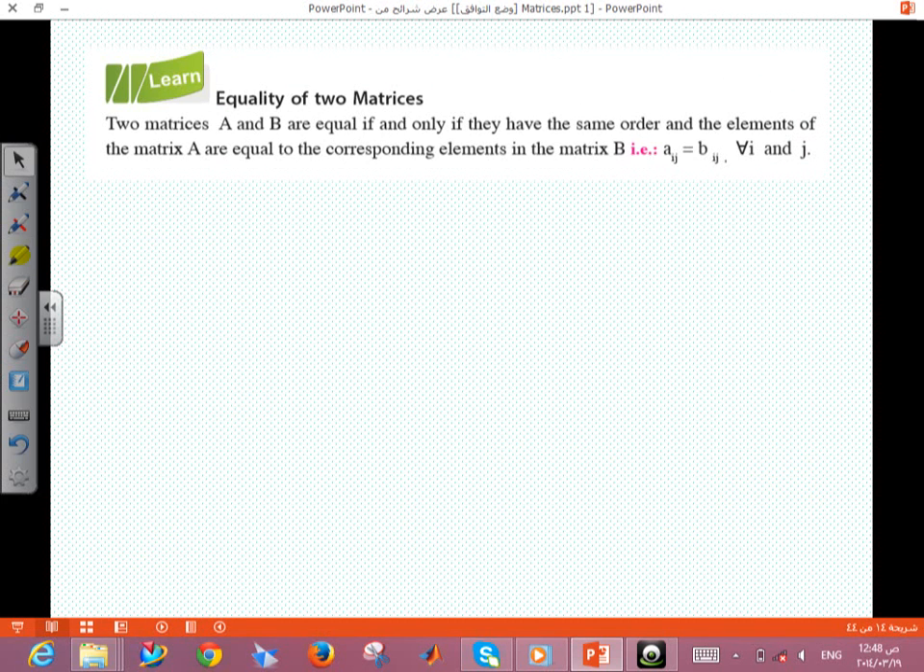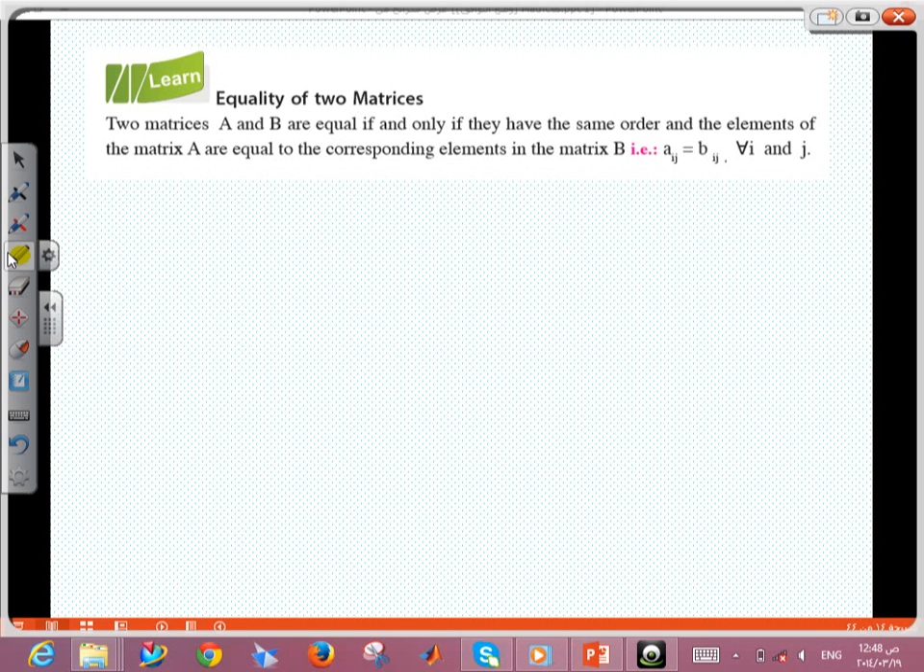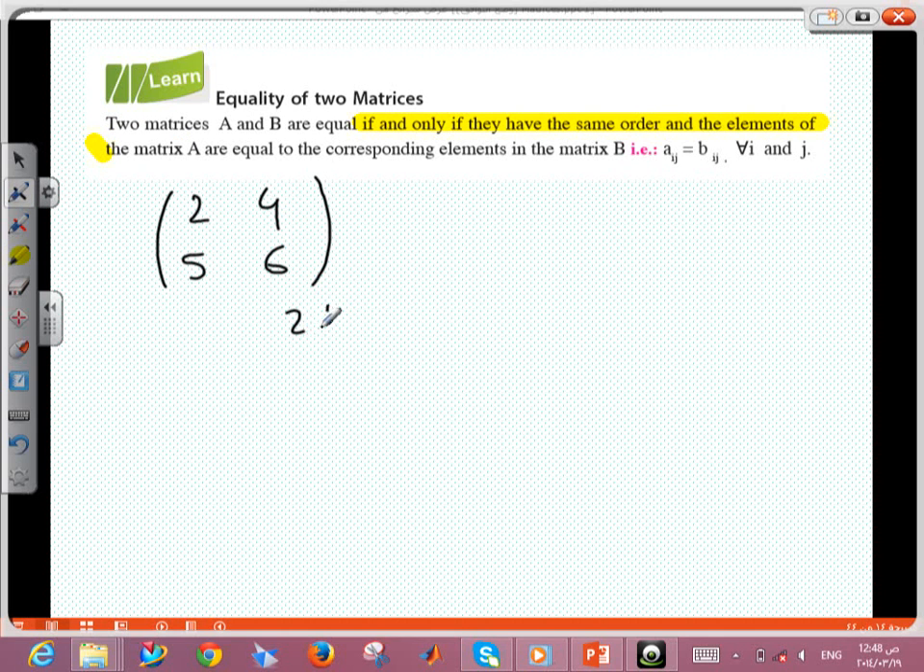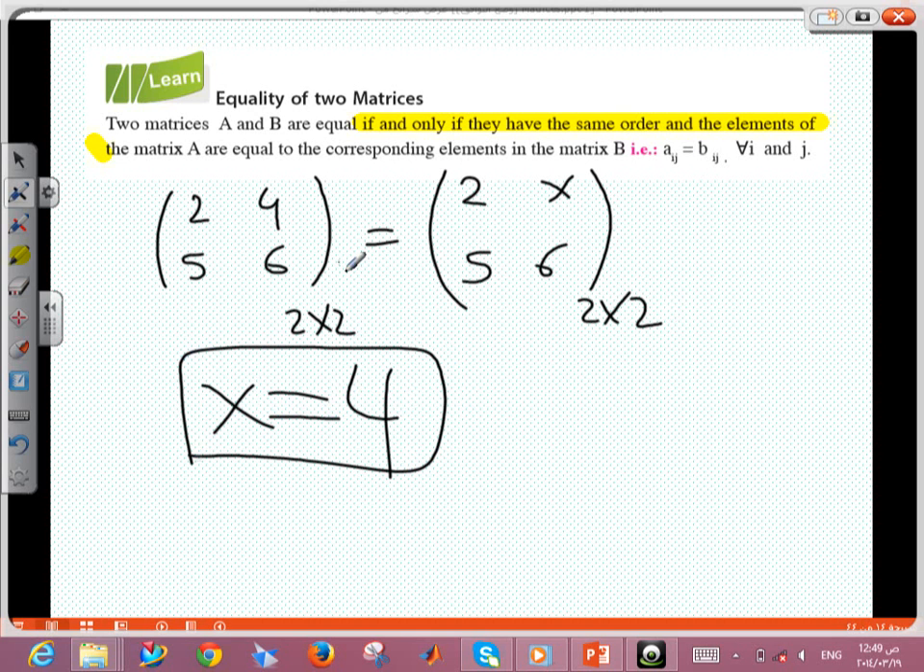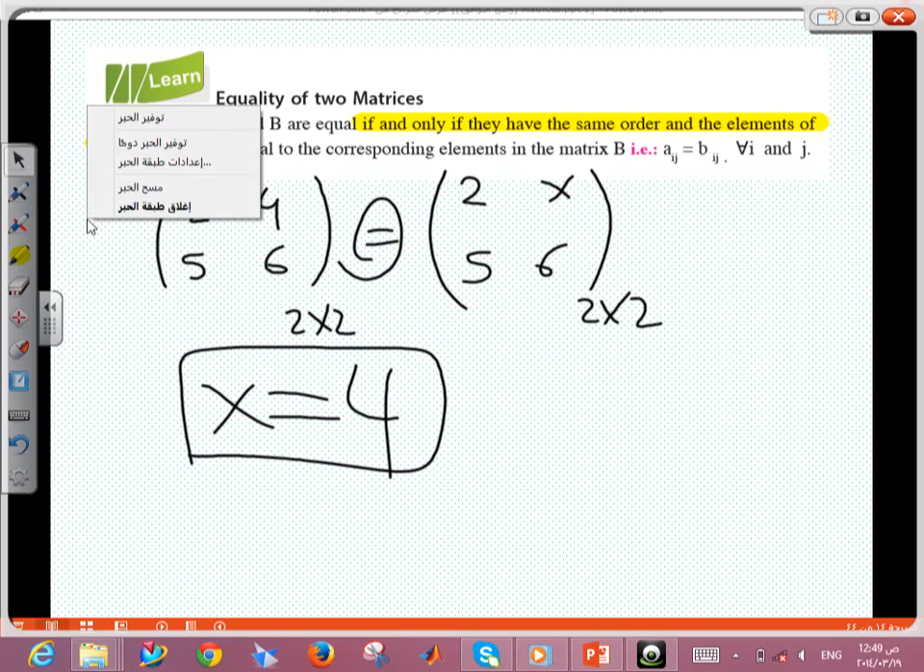Equality of two matrices. When I say the two matrices are equal, it means that if and only if they have the same order and the same corresponding elements. For example, take two matrices of order 2 by 2, one containing 2, 5, x, 6. To say that the two matrices are equal, x must be equal to 4 to achieve equality. Okay?